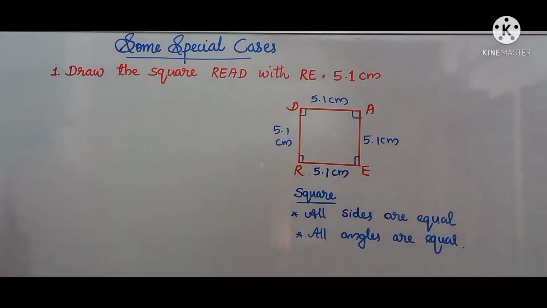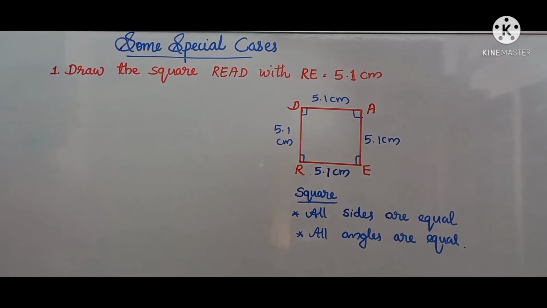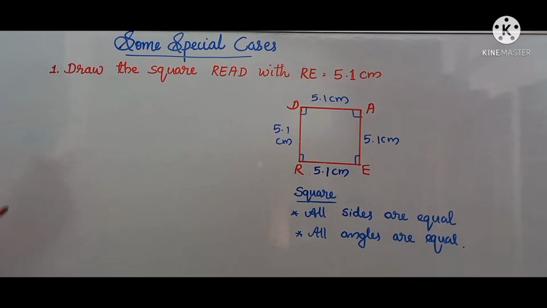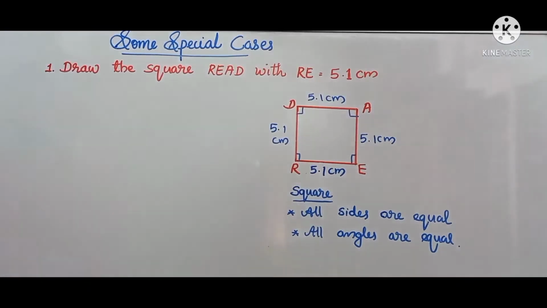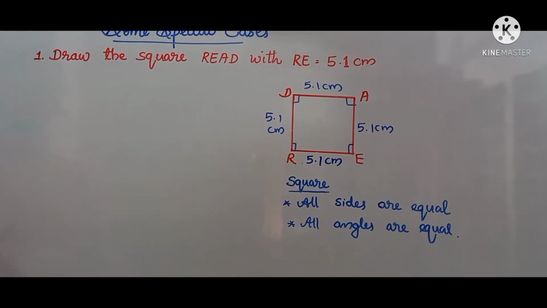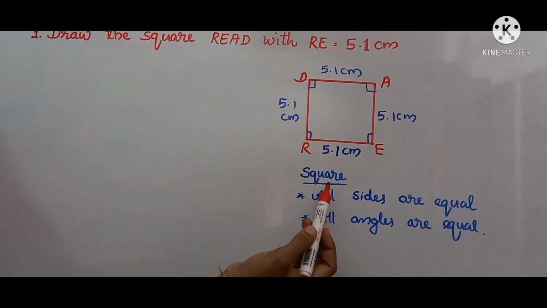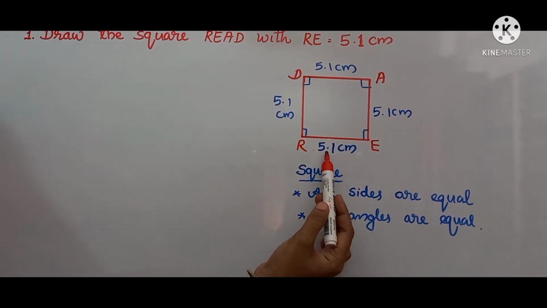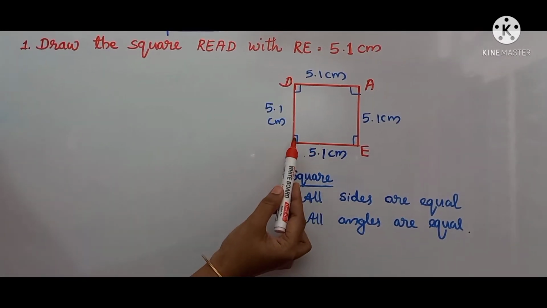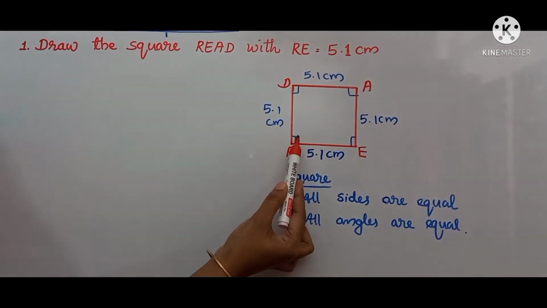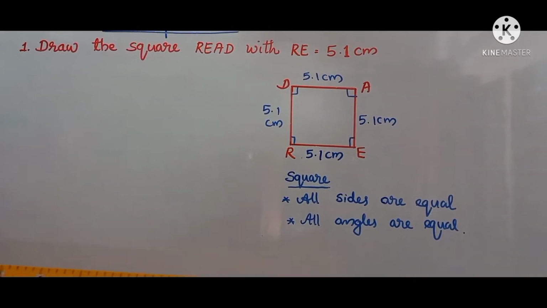Welcome children. There are certain specific quadrilaterals which can be constructed with fewer available measurements. First I have taken the square READ with R E equal to 5.1 centimeter. Here only one measurement is given, but we can construct a unique square READ, and we know for a square all sides are equal. So all sides are 5.1 centimeter each and all angles are equal. Each angle is equal to 90 degrees. By using these measurements, we can construct that square very easily.